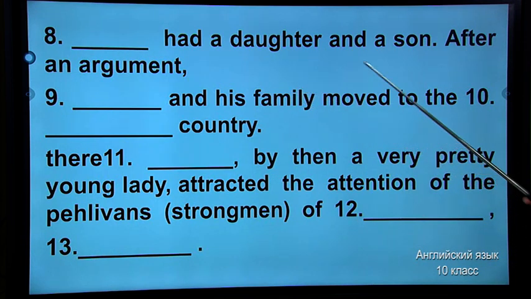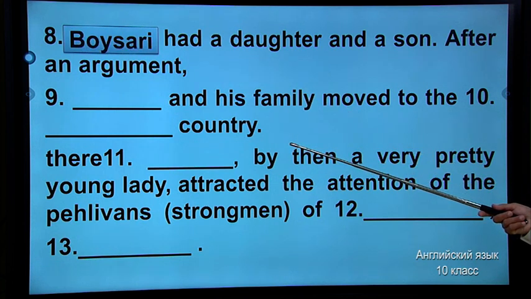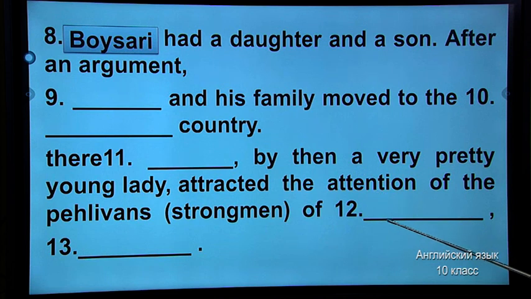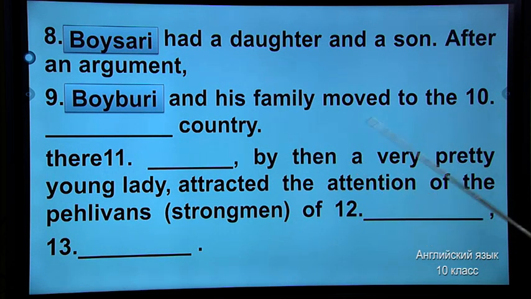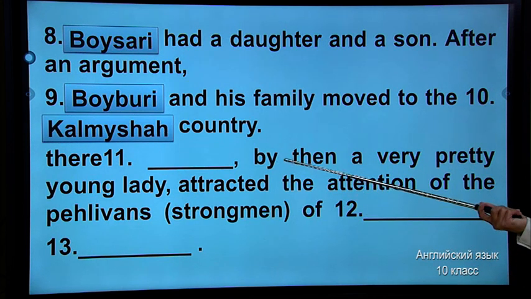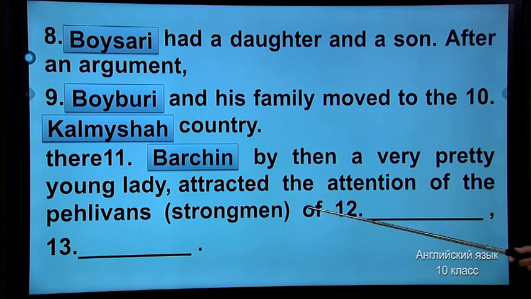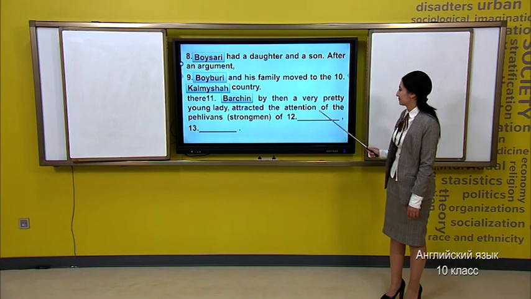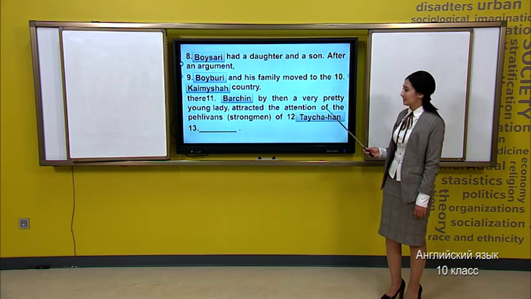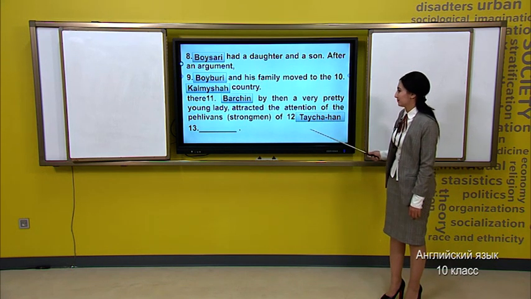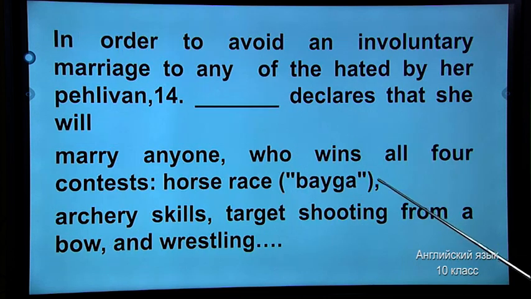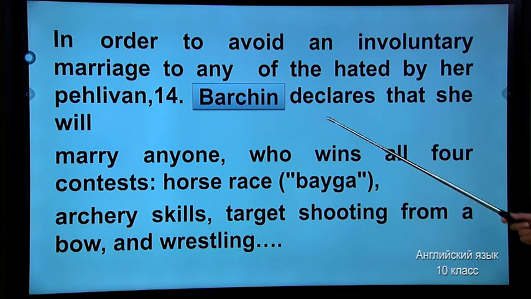Second part, eight. Your answer? Good. Boysara. What about ninth? Thank you. Baybora. Tenth. Kalmyk Shah. 11. Barchin. What about 12? Taychakhan. And 13? Kalmyk. What about last one? Thank you. It is Barchin.